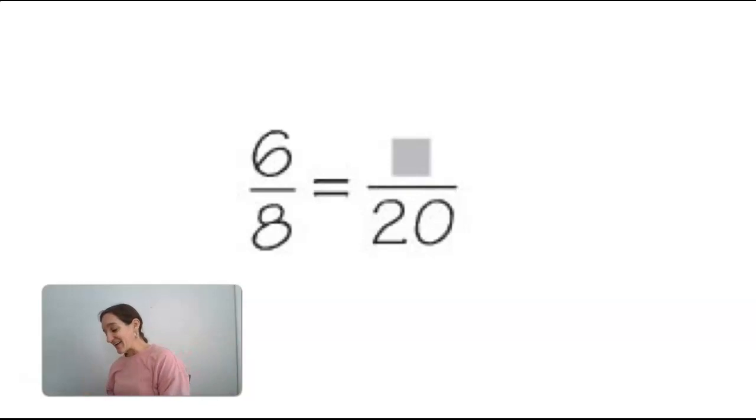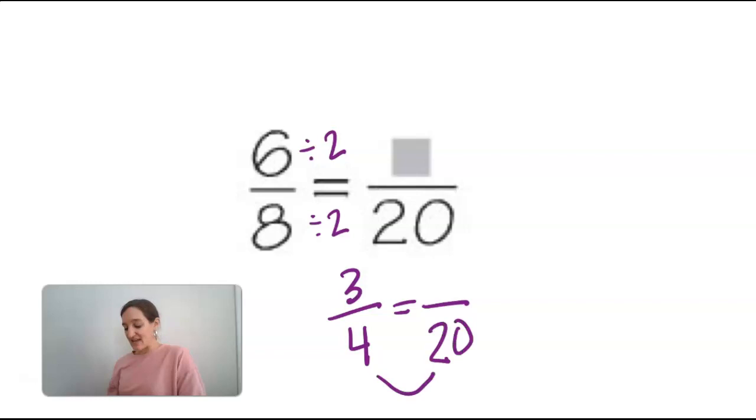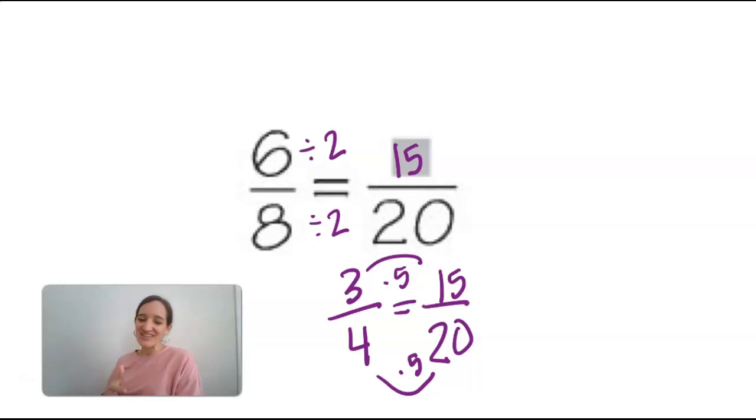Well, right off the bat, there's no relationship, right? 8 to 20 doesn't work. 6 to 8 doesn't work. So I'm going to go and see if I can simplify. If I divide both of these by 2, I get 3 to 4, something to 20. And that one will work, won't it? Because that will be 5 times bigger. So if I get 5 times bigger here, I get an answer of 15. So simplifying worked. Finding a relationship didn't.